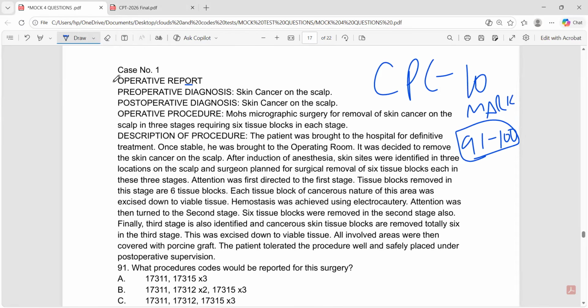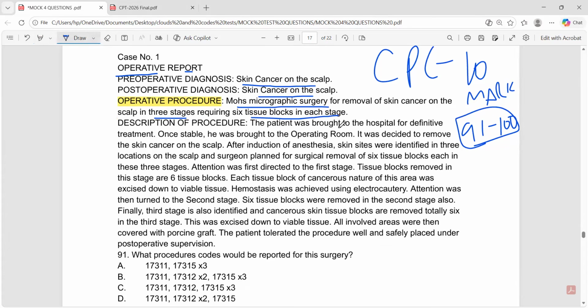Remember this. This is case one, operating report. The pre-operative diagnosis: the patient came with skin cancer on the scalp. Post-operative diagnosis also came, skin cancer on the scalp. Okay, while we are reading the case studies, you must and should be careful with the operating procedure. Watch only the operating procedure. See, what is the operating procedure here? What did the doctor do? Okay, Mohs micrographic surgery for the removal of skin cancer on the scalp, 3 stages, requiring 6 tissue blocks on each stage.